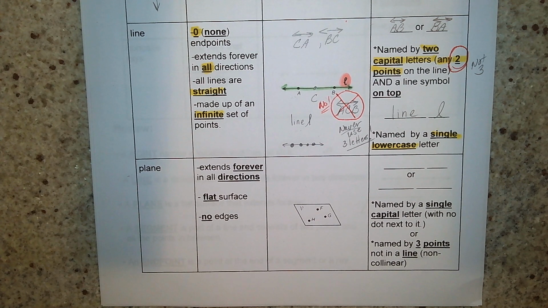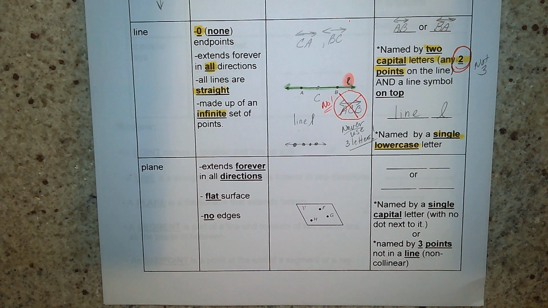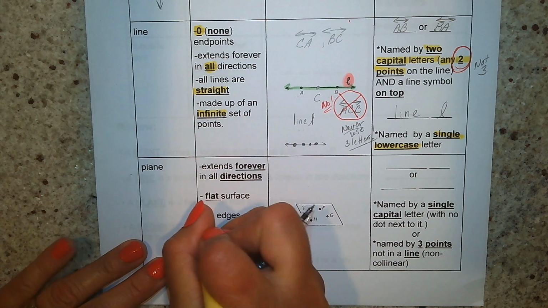All right, let's talk about a plane. A plane extends forever in all directions. Now, I said earlier, the plane is like the piece of paper you draw your shape on. The problem with that is that the piece of paper doesn't go on forever, right? It's bound by the edges of it. However, planes actually have no edges.